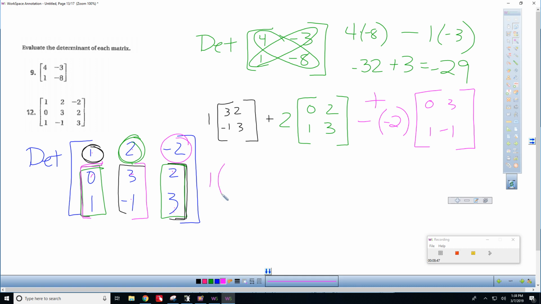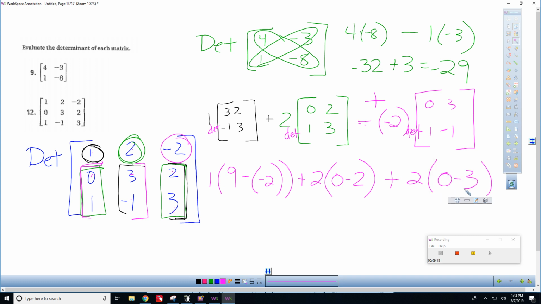It's 1 times, and this is the determinant of this, and the determinant of that, and the determinant of this. So it's 1 times 9 minus -2 plus, remember this answer is going to be a scalar, it's just going to be a number, 2 times 0 minus 2 plus, it's a plus because it's minus a minus, 2 times 0 minus 3. So what is that?